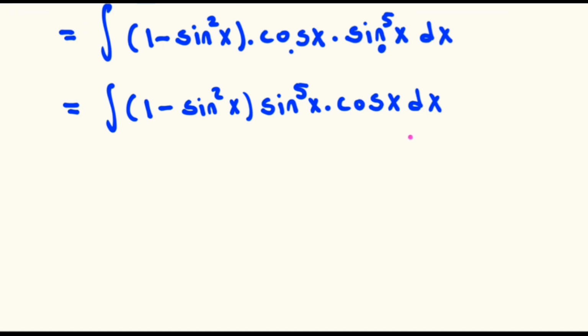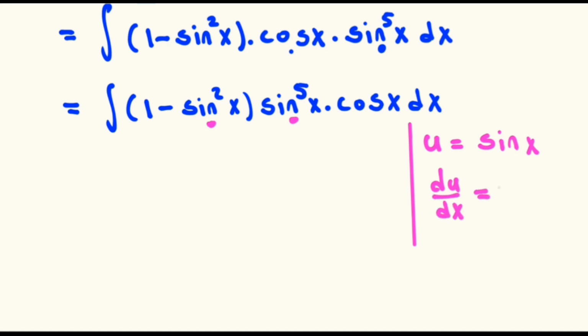In this case, we are going to let our u be equal to the sine x, and we differentiate the u with respect to x, and the derivative of sine x is equal to cos x. We multiply both sides of the equation by dx, and our du will be equal to cos x multiplied by the dx.